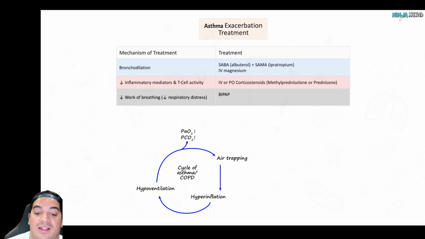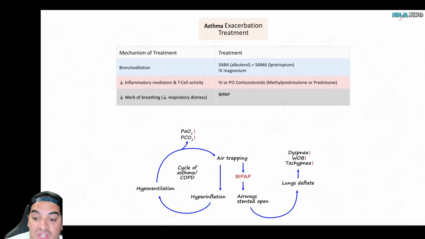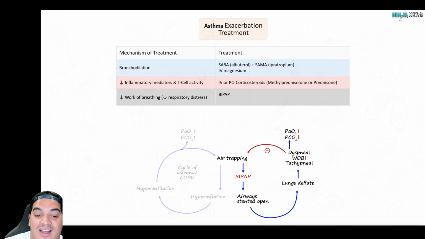The concept behind this is really the cycle of asthma and COPD patients that they air trap because they're having so much airway obstruction. They hyperinflate, they hypoventilate, they build up their PaCO2 and drop their PaO2, and they continue this process. So how can I stop this cycle? I initiate BiPAP, and that keeps the airways stented open. That will allow the lungs to deflate properly and will allow for them to reduce their work of breathing, improve their gas exchange, and then again, reduce the air trapping. And that's the concept that we see here.